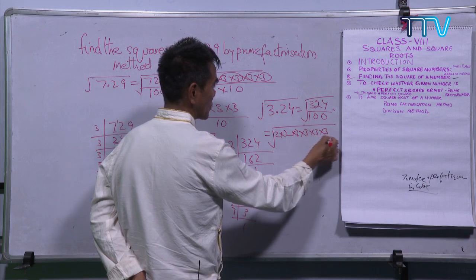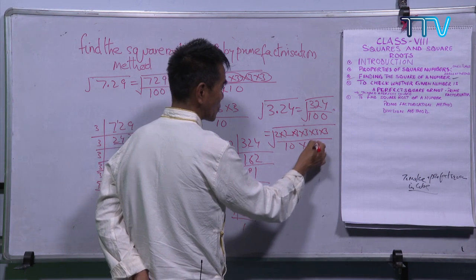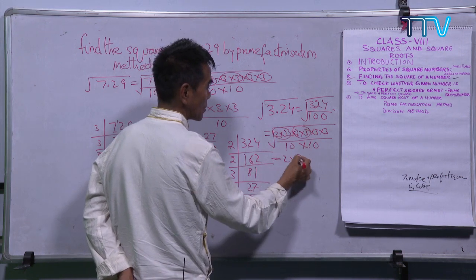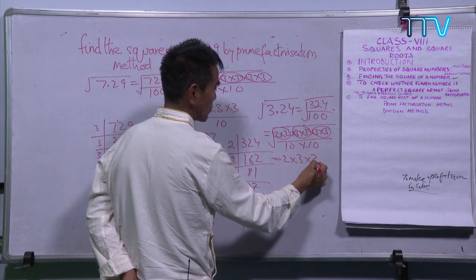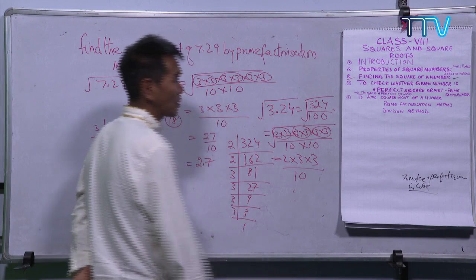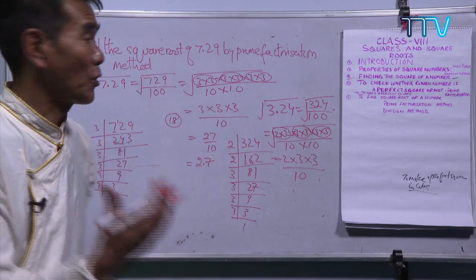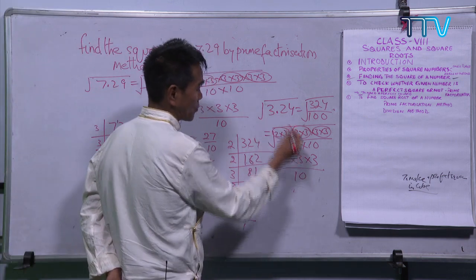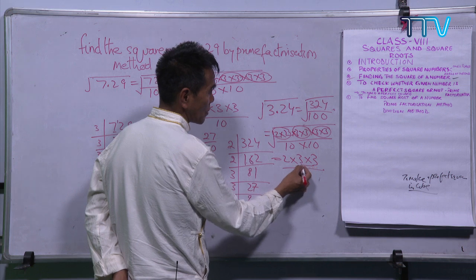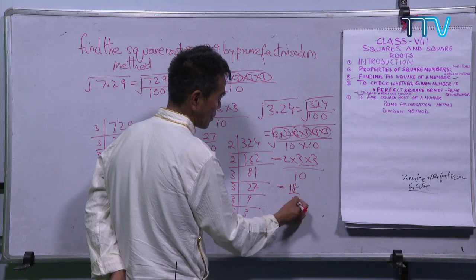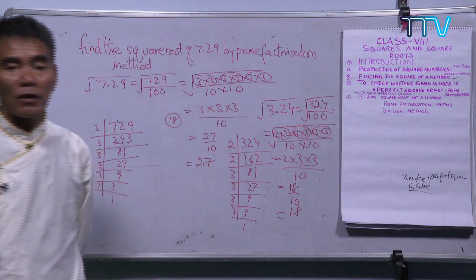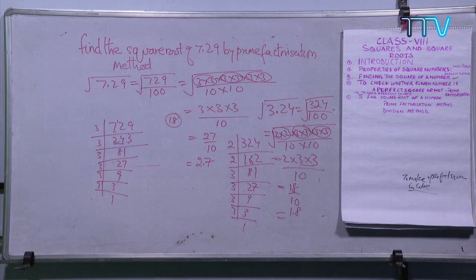Divided by 100. Each pair of 2s gives one 2, each pair of 3s gives one 3, each pair of 10s gives one 10. The radical sign means the square root, so for each pair you take one number out. Then 2 times 3 times 3 is 18, over 10. That's the logic: find the square root by the prime factors method, taking out one from each pair.